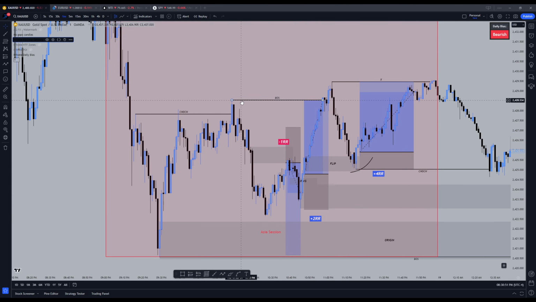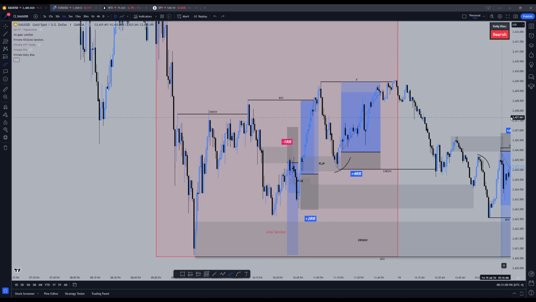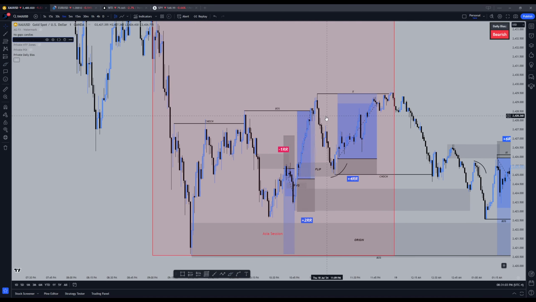And then I targeted the weak high right here. Why is this a weak high? Well, because if this is true change in character, we obviously held demand here. This is now a weak high. So that was my target, and that's it. You don't want to get greedy, right?